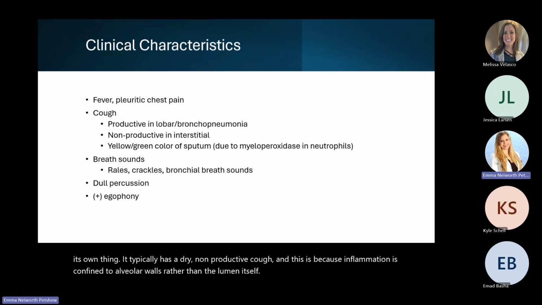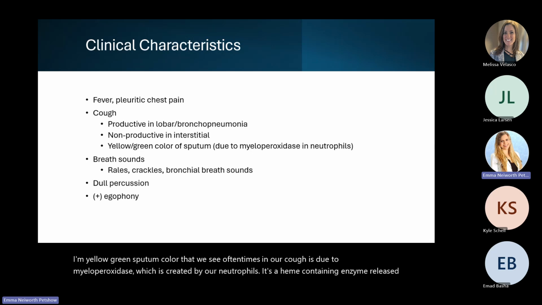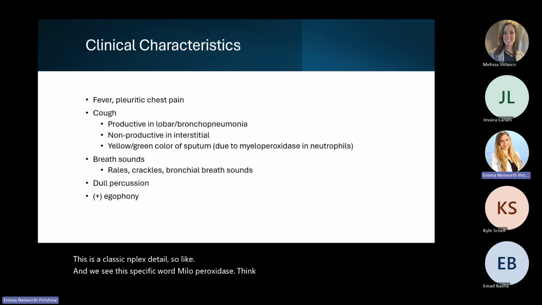Yellow-green sputum color that we see oftentimes in our cough is due to myeloperoxidase, which is created by our neutrophils. It's a heme-containing enzyme released from neutrophils. This is a classic NPLEX detail. So when we see this specific word, myeloperoxidase, think neutrophils, think green mucus, think heme.